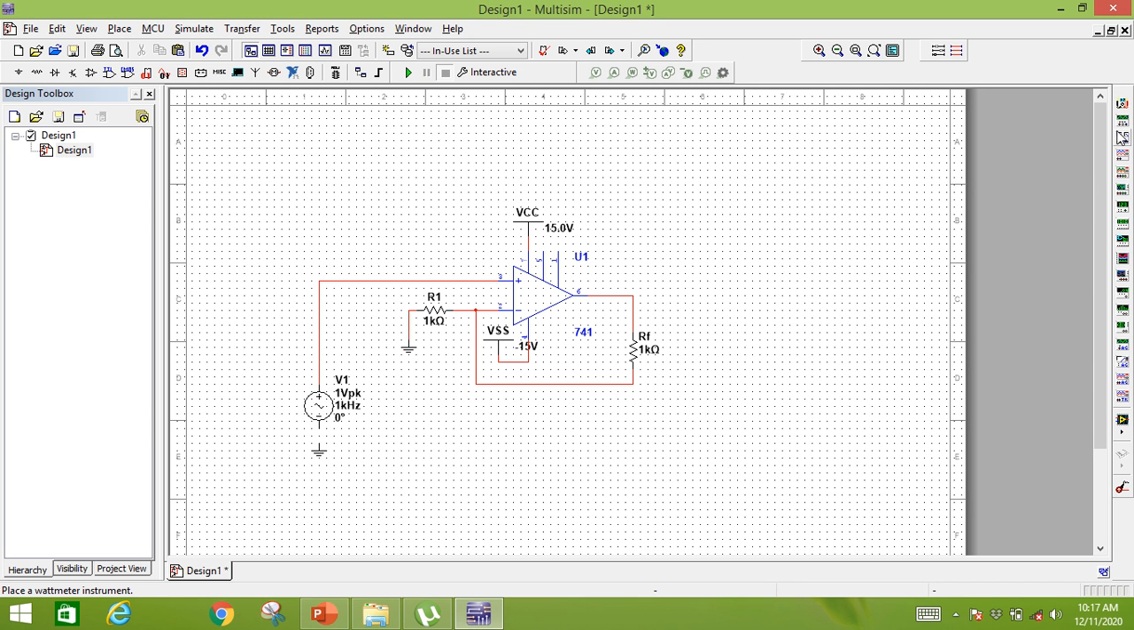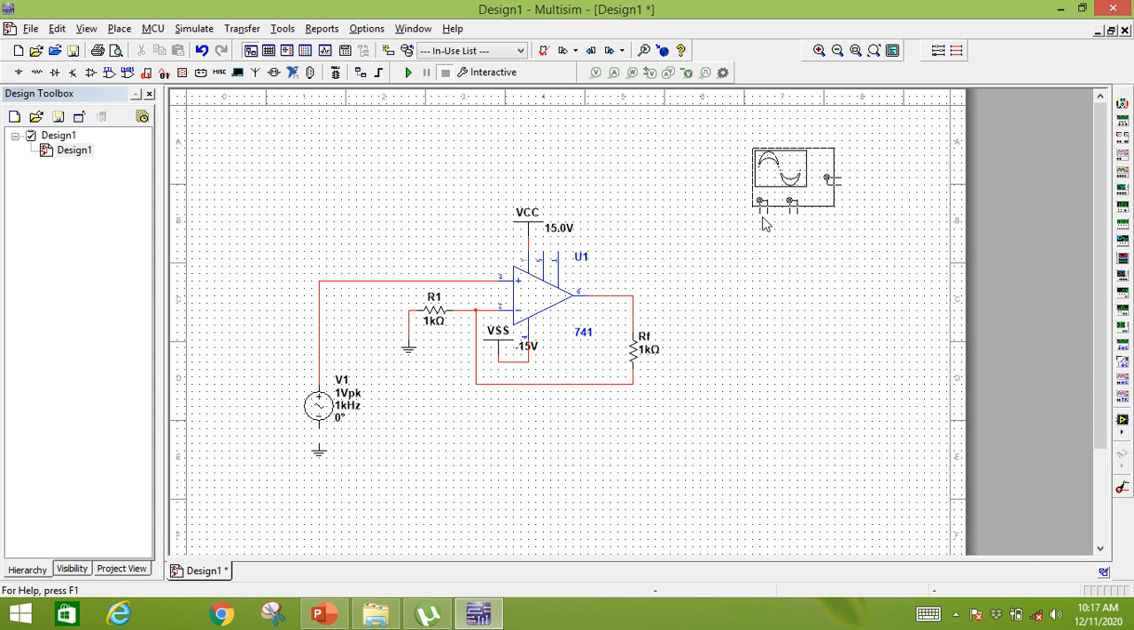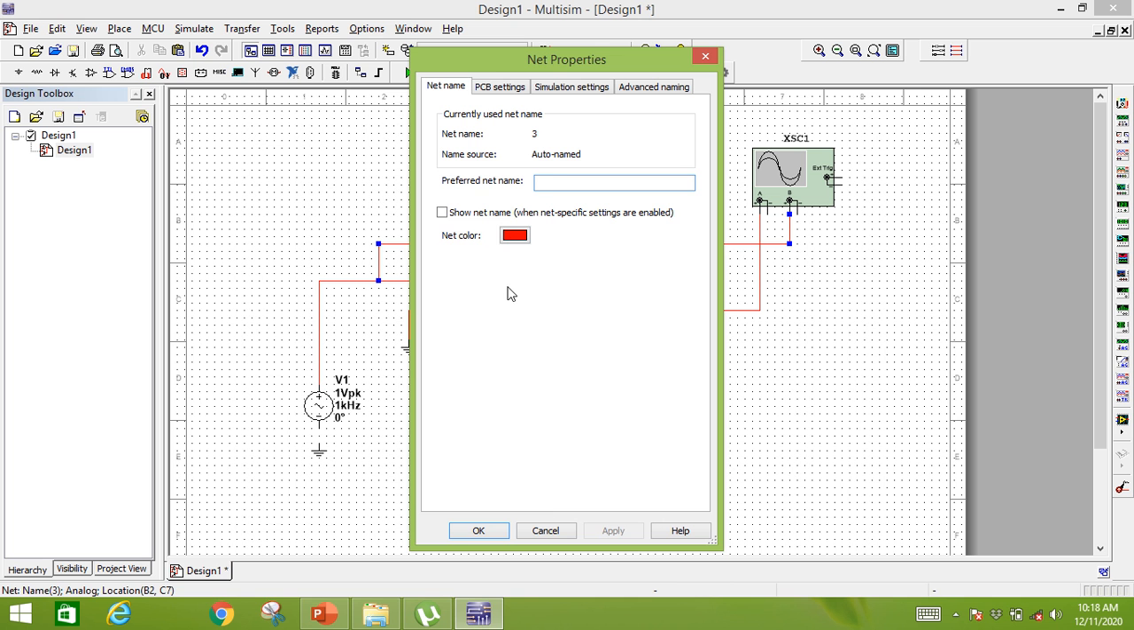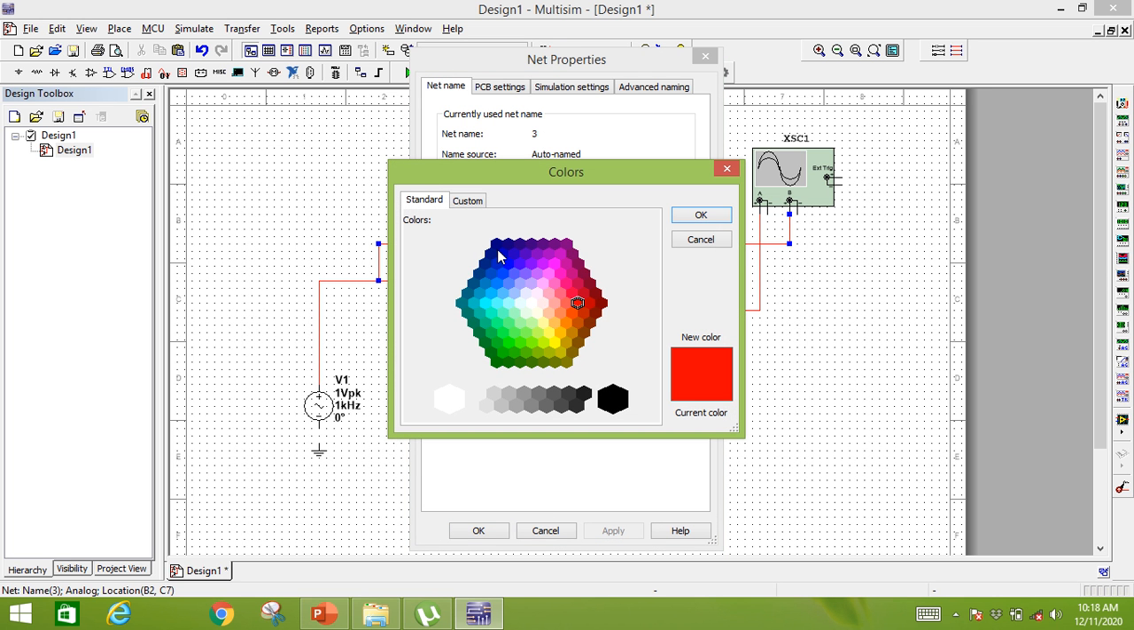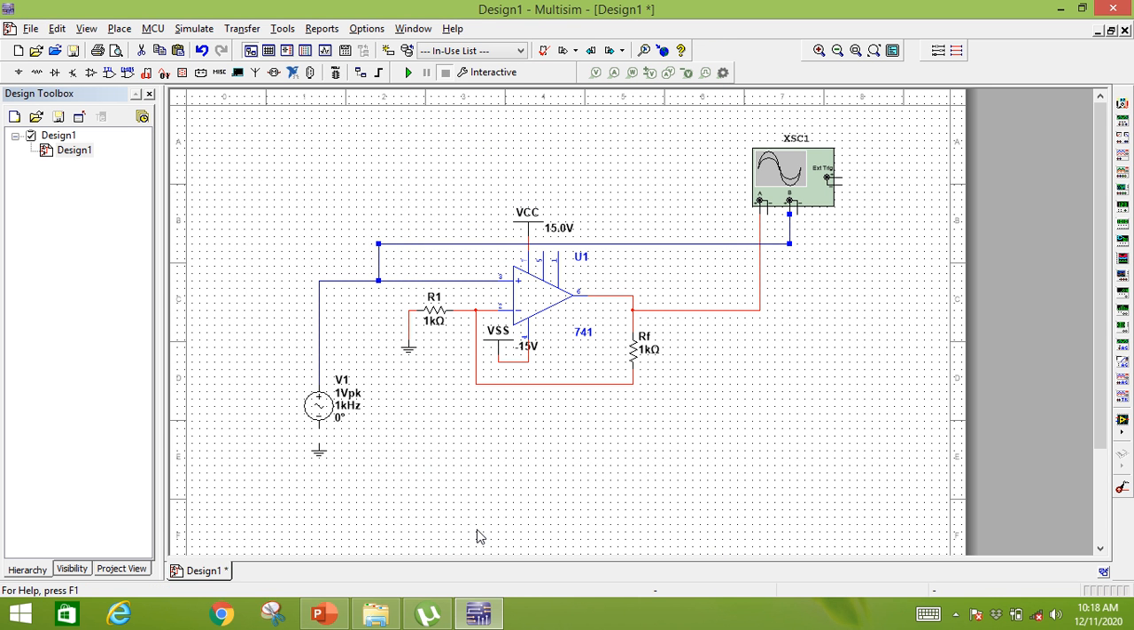इसी तरह to see the output waveform I will use the oscilloscope. चैनल ए में कनेक्ट कर लेता हूँ आउटपुट के साथ. और जो हमारा चैनल बी है, I will connect channel B to the input. Let me change the color of the input signal. I will select blue. Apply and OK.